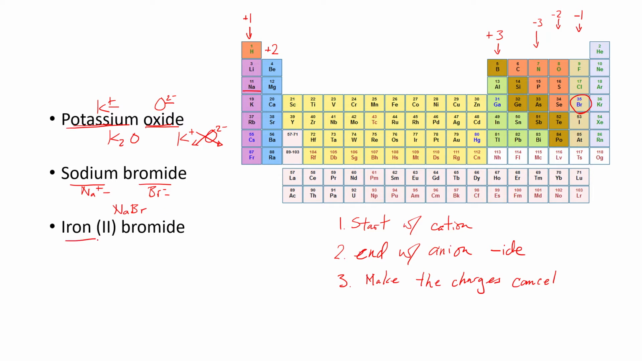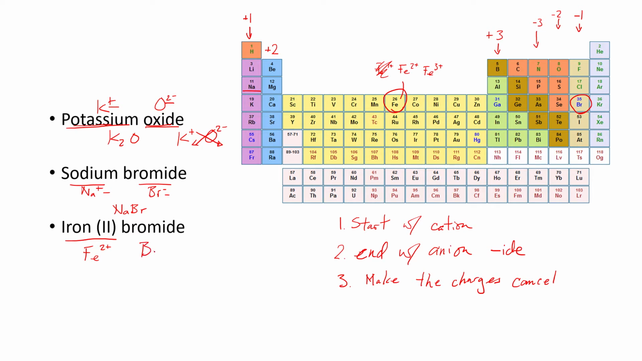Last one, iron 2 bromide. Iron is in here. It's a transition metal, so we don't really know exactly what charge it has. Iron actually has multiple oxidation states, meaning it makes many ions. There's iron 1 plus, iron 2 plus, iron 3 plus, but you'll normally only see 2 and 3. So here, iron 2 bromide, this is going to be Fe2 plus. The name tells you the oxidation state already.